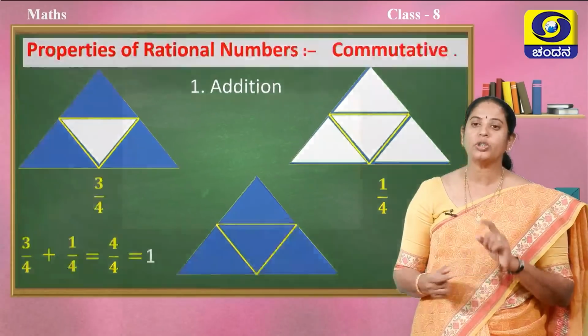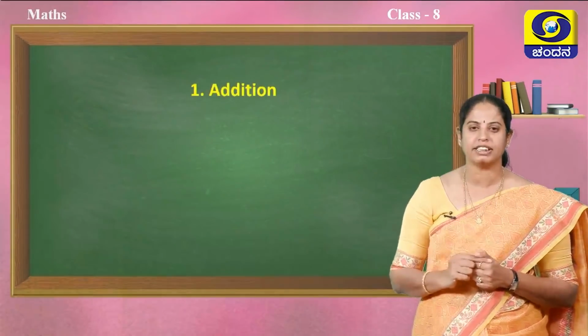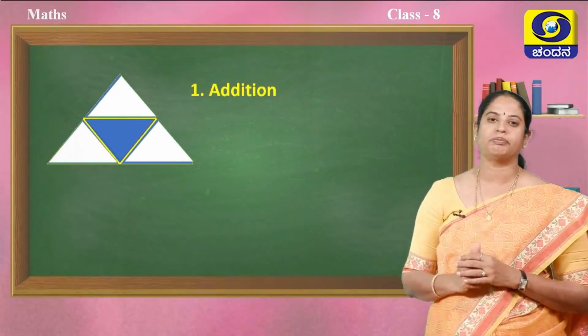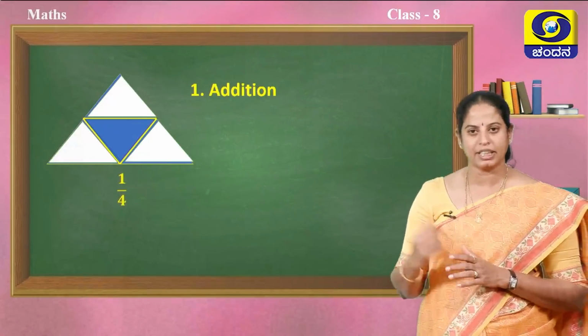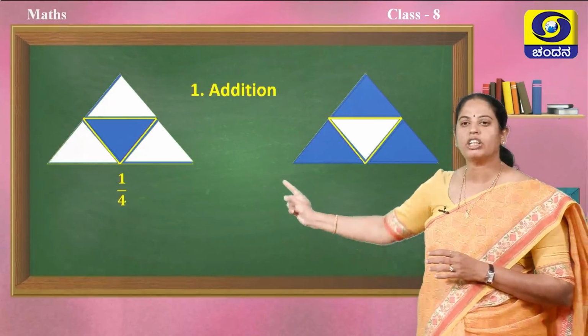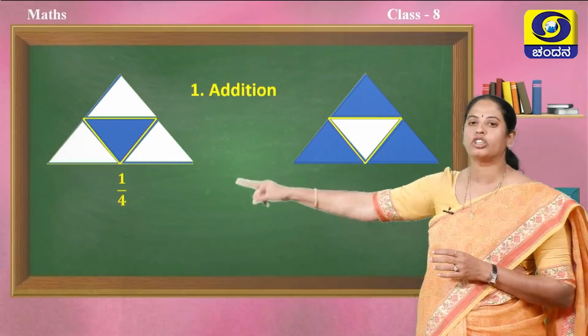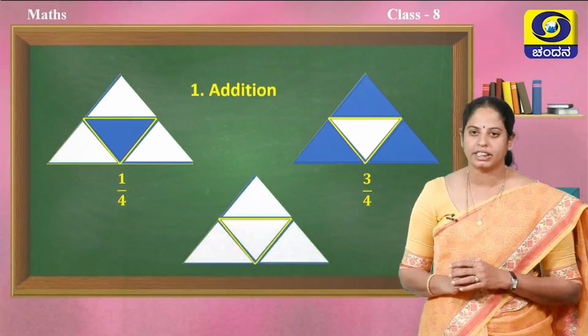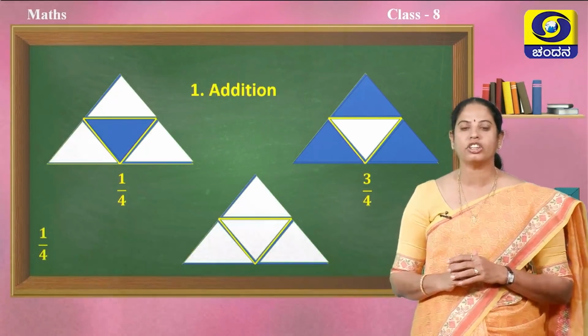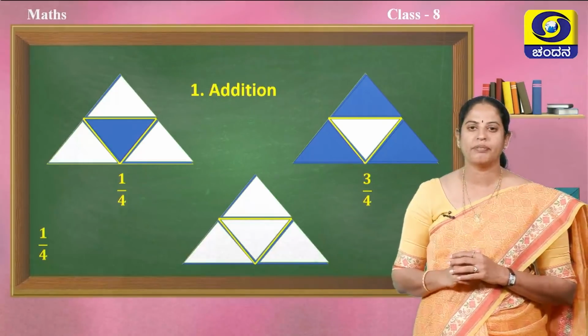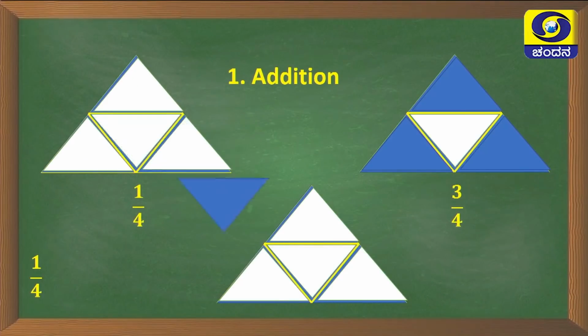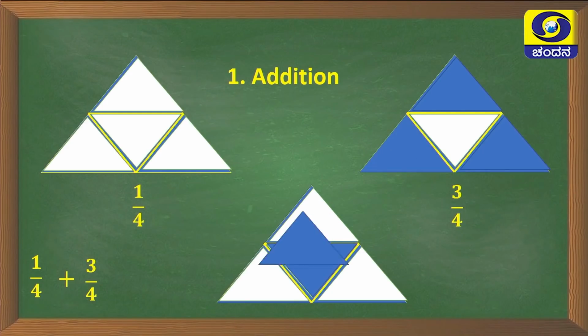Now, I am going to reverse this. First, I will consider 1/4 part of the triangle, the same triangle. Next, I am going to add this 3/4 to 1/4 of the triangle. When I add 3/4 to 1/4, what happens? So, in the first triangle, I am taking 1/4 of the part, and now from the second triangle, I am taking 3 parts out of 4 parts.